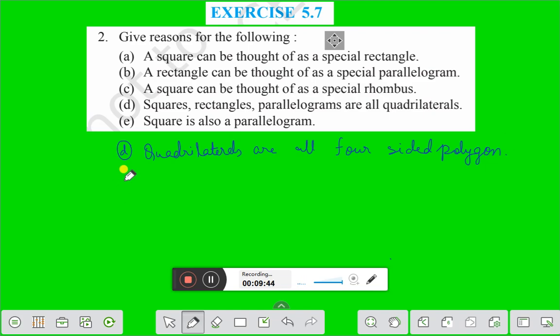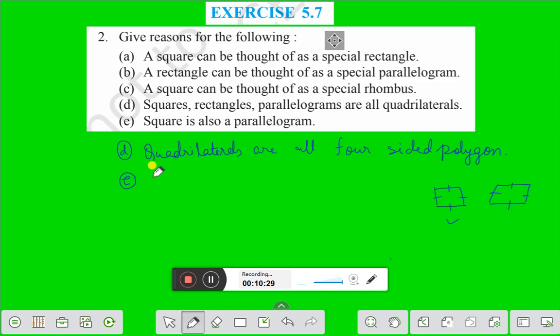Right? Now, question number E. A square is also a parallelogram. This is a square and this is a parallelogram. Right? In case of a square, all the sides are equal and parallel, right? And in the case of parallelogram, opposite sides are parallel and equal. And square is also a parallelogram. That means a square can also be said to be a parallelogram because opposite sides are parallel and equal.